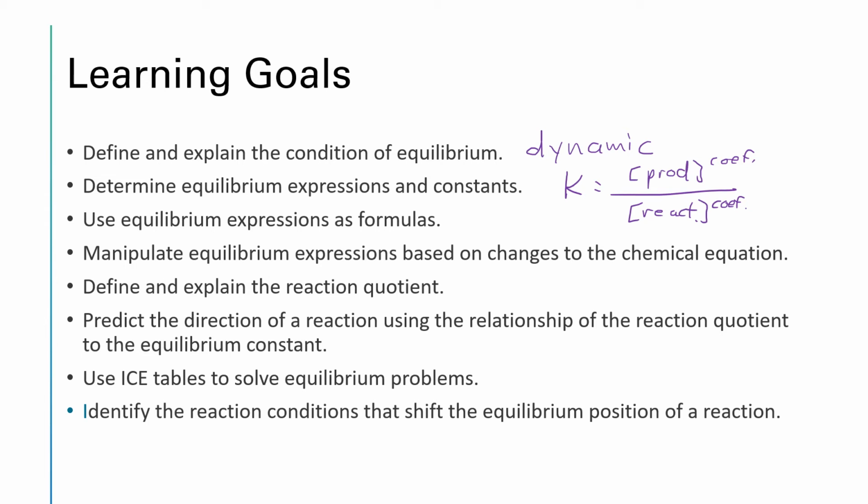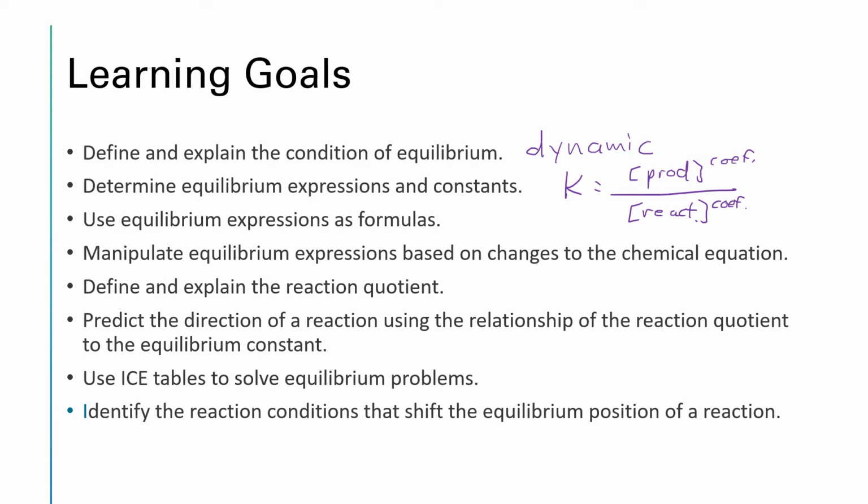We also saw how you manipulate these equilibrium expressions based on changes to the chemical equation. If you multiply all of the coefficients by a constant, you raise the equilibrium constant value to that same constant. If you reverse the reaction, you take the reciprocal of K. And if you add two reactions, you multiply their Ks.